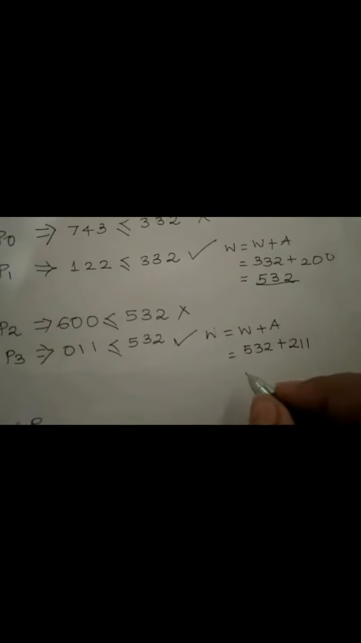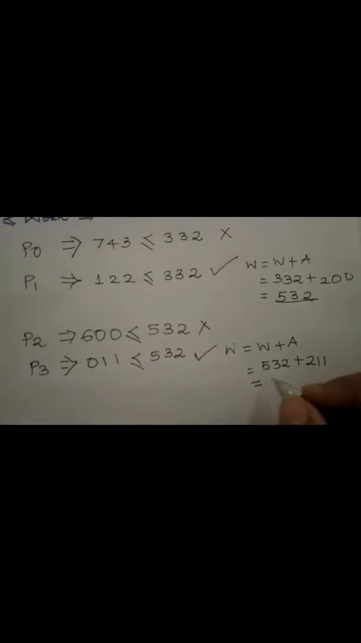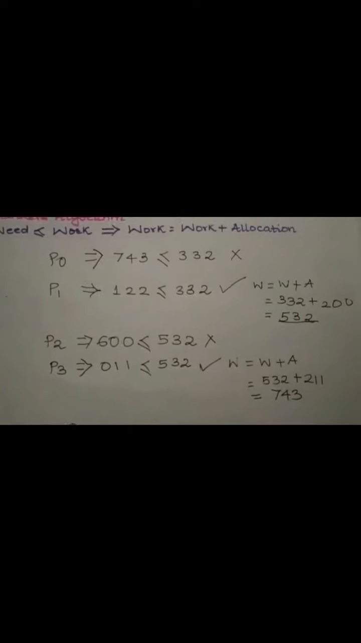So what is the work here? Here work is 5, 3, 2. What is the allocation of P3? Allocation of P3 is 2, 1, 1. So here we will add 2, 1, 1. That is equal to 7, 4, 3.